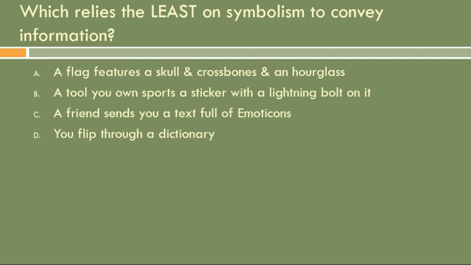Now, here is your first question. Which relies least on symbolism to convey information? A flag features a skull and crossbones and an hourglass. A tool you own sports a sticker with a lightning bolt on it. A friend sends you a text full of emoticons, or you flip through a dictionary.